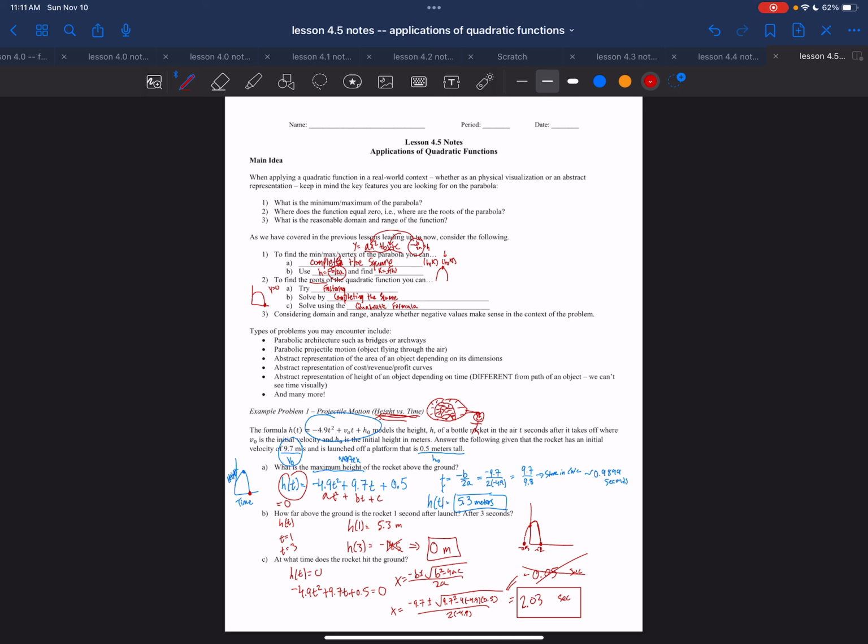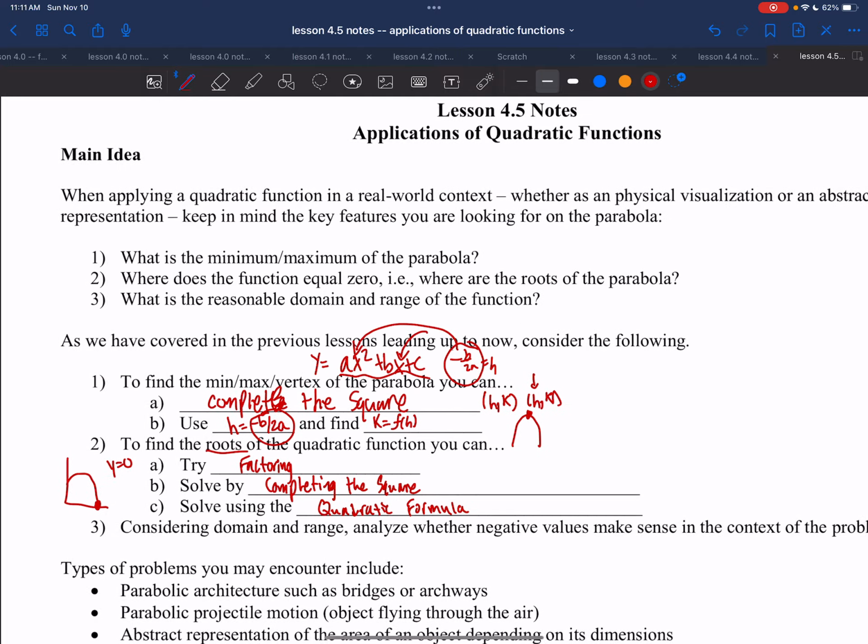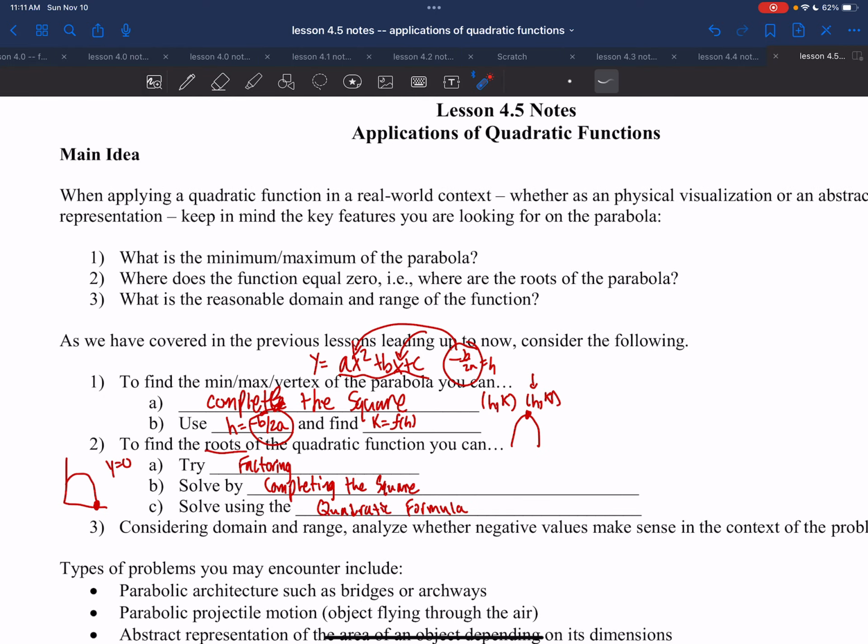But just think, it's these three things, right? What is the minimum or maximum of the parabola? When does it hit the ground? When does it equal 0? When does it level out to 0, right? Or what is a point on the parabola, right? They're all parabolas, and you're just looking for points on them. That's it, okay? So connect that with the image and the thing you're doing.